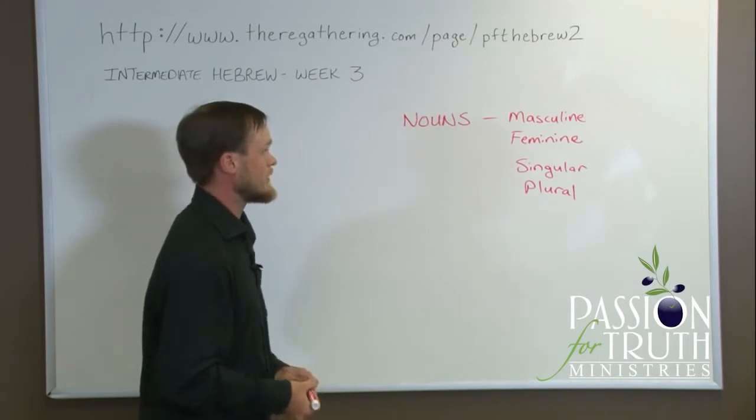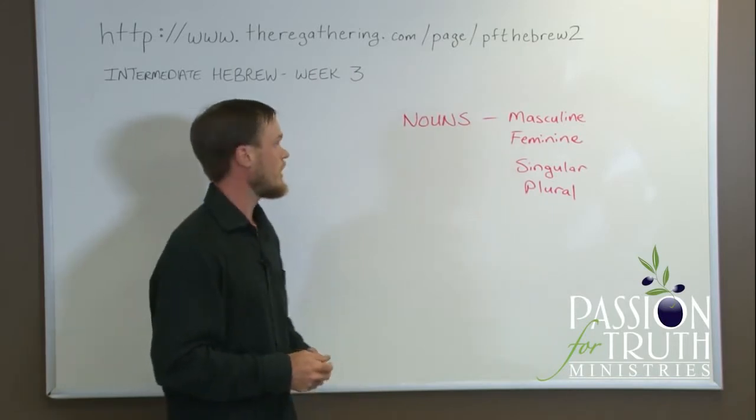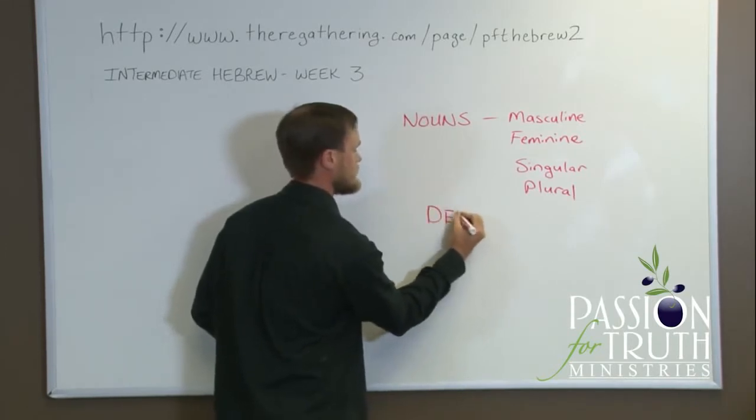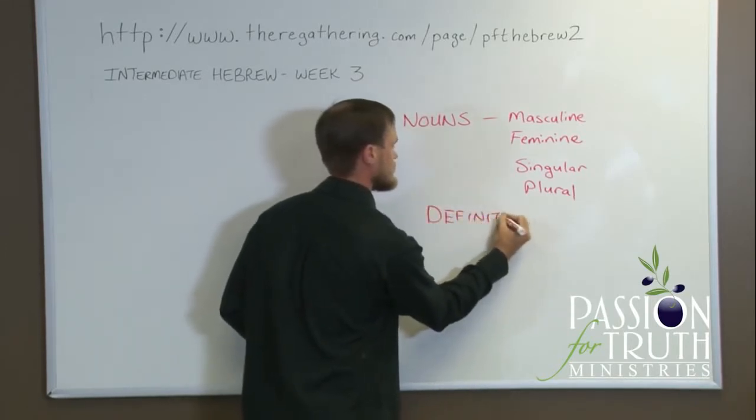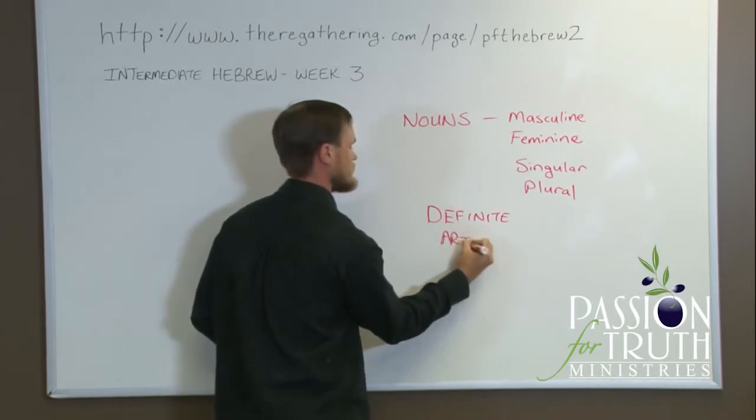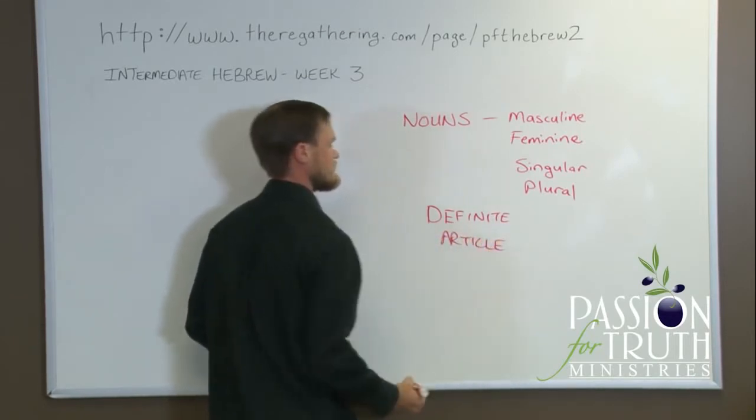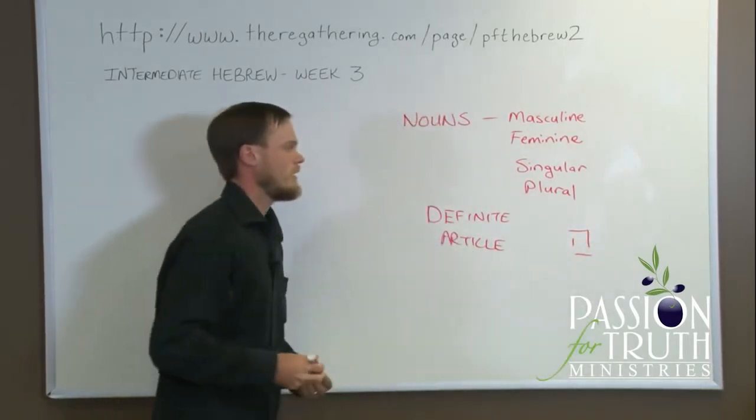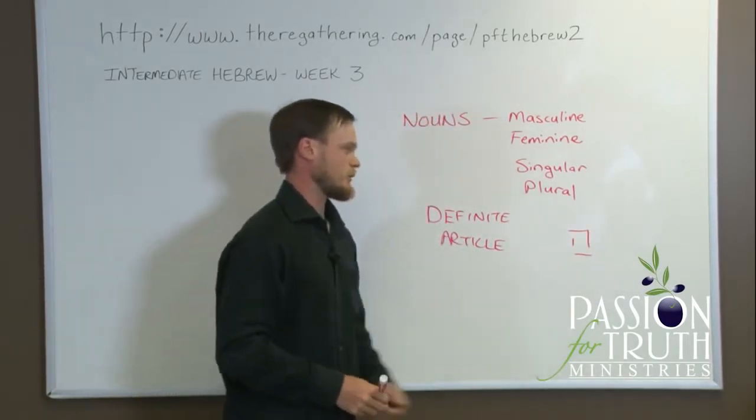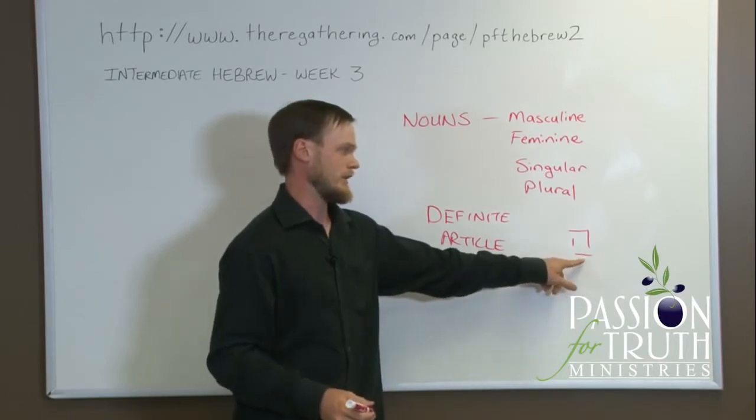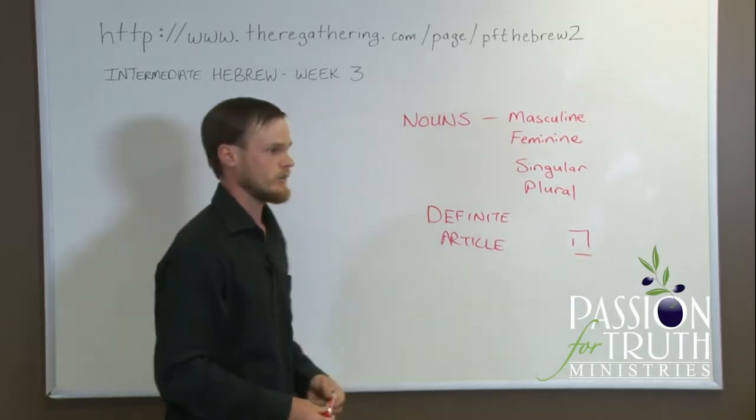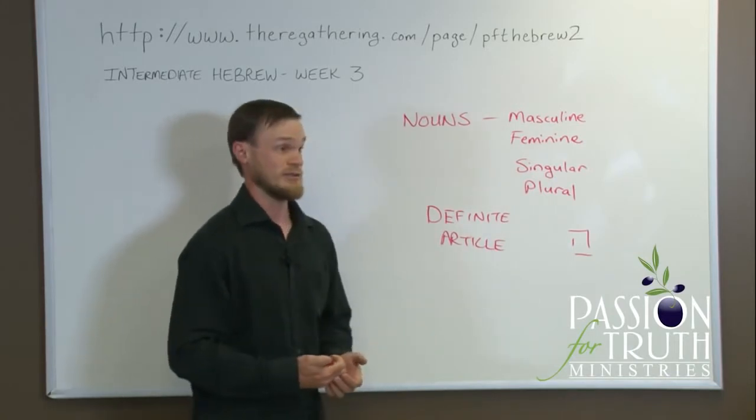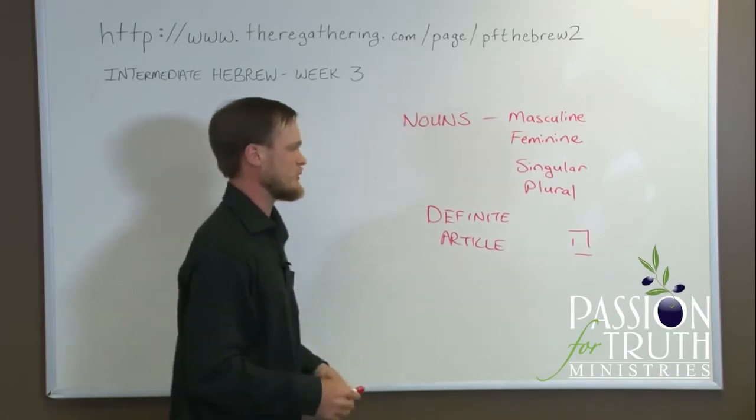The next week we covered the definite article, which is the he in front of a word, indicating the word the. And we talked about the rules for when this vowel is a patach and when it is a kametz, which again, since this is Sephardic Hebrew, it will be pronounced the same regardless, but it will just be written slightly differently.